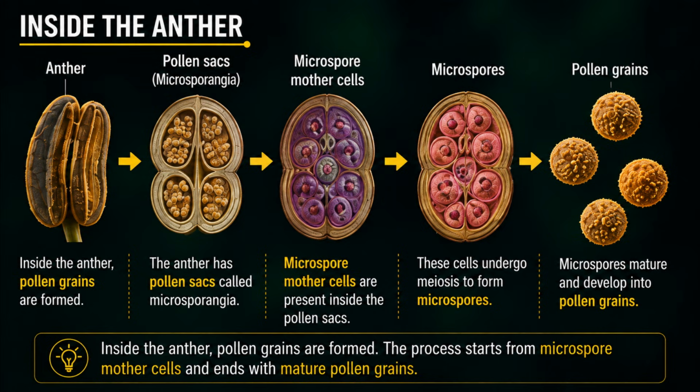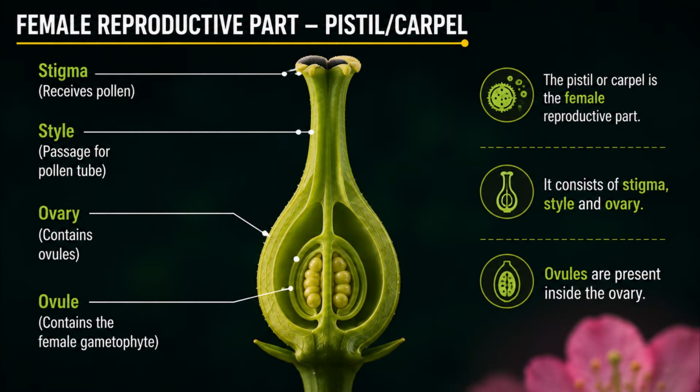The microspores then develop into pollen grains, which represent the male gametophytic stage. So the simplified sequence is microspore mother cell, then microspores, and finally mature pollen grains. These pollen grains will later participate in the reproductive process. Now let's move to the female reproductive part, the pistil, also called the carpel.